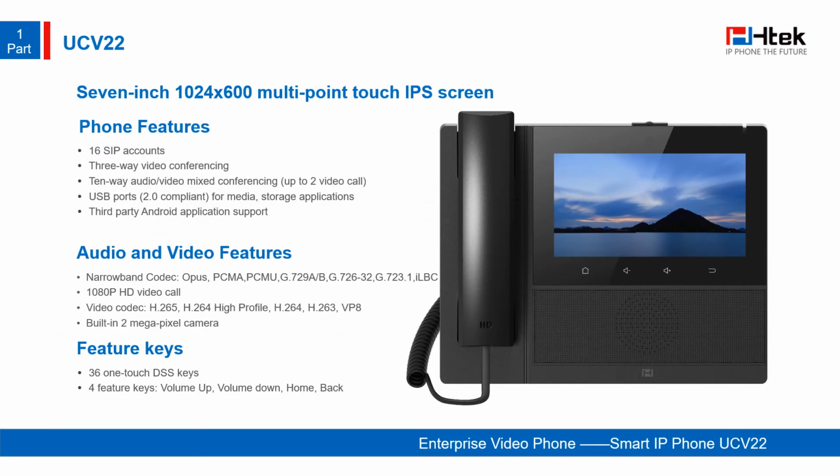And now, let's take a look at the other smart IP phone, UCV22. I'm going to skip the parts that are the same as UCV20 and just focus on the differences. The most obvious difference from UCV20 is its screen orientation. It has a 7-inch 1024 by 600 multi-point touch IPS screen, which is a landscape screen instead of a portrait one. And as you can see, the rectangular space under the screen is taken up by a speaker.